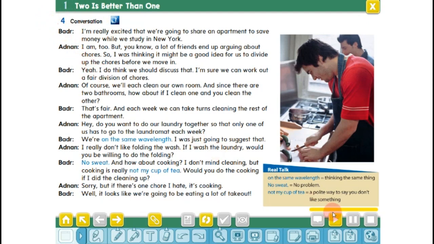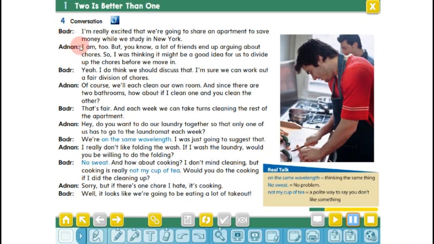Now listen. I'm really excited that we're going to share an apartment to save money while we study in New York. I am too. But you know, a lot of friends end up arguing about chores, so I was thinking it might be a good idea for us to divide up the chores before we move in.